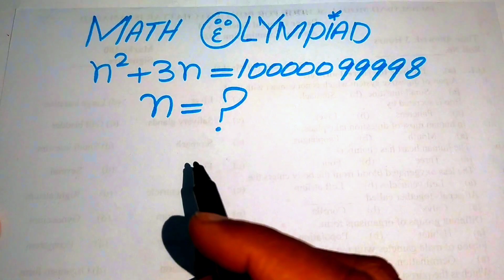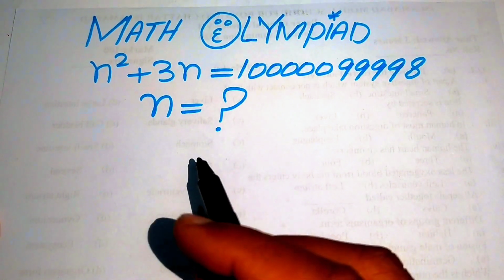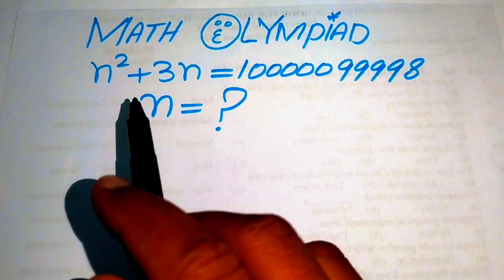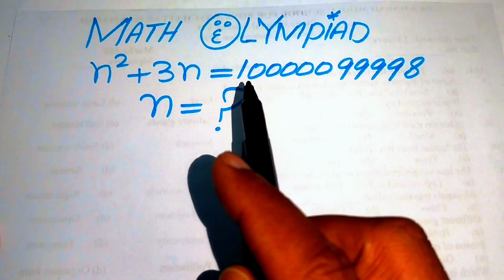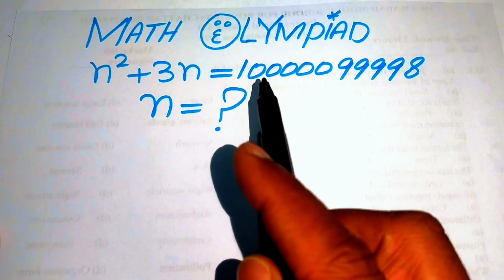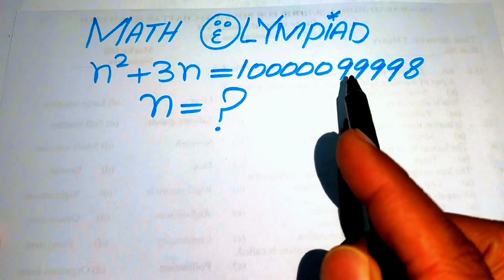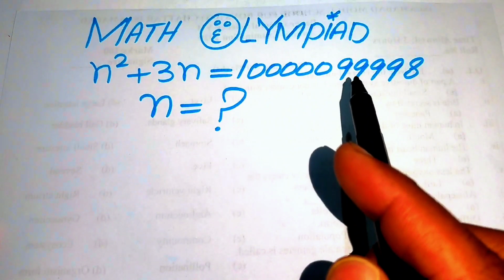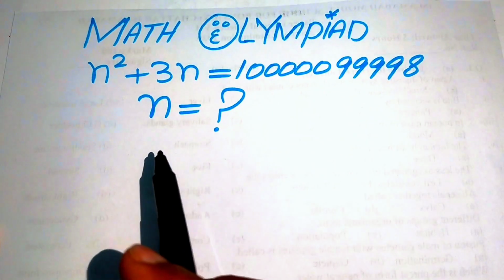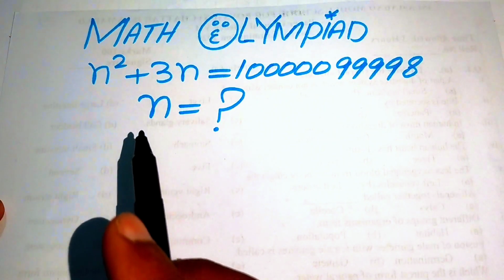In this video, we are going to solve this nice Maths Olympiad algebraic challenge, and here we have n squared plus 3n equals 1 into 5 times of 0 into 4 times of 9 into 8. This is a 10 or 11 digit number. So here we find the value of n.